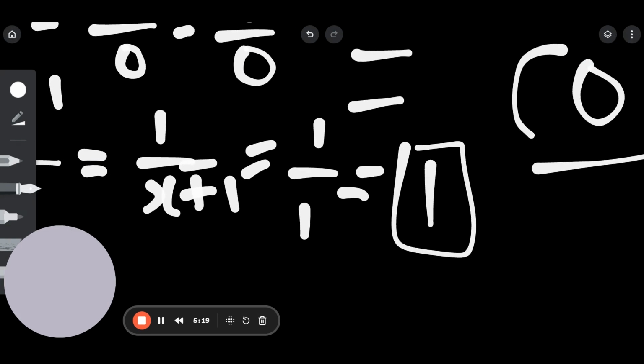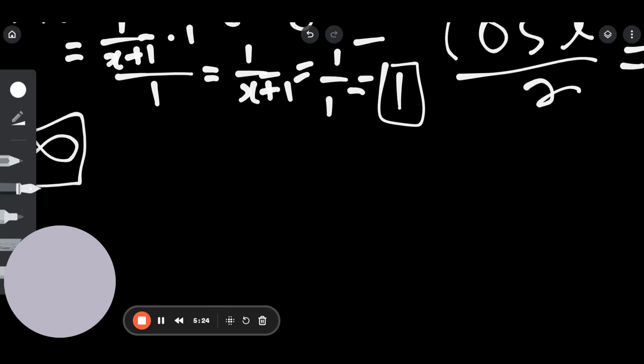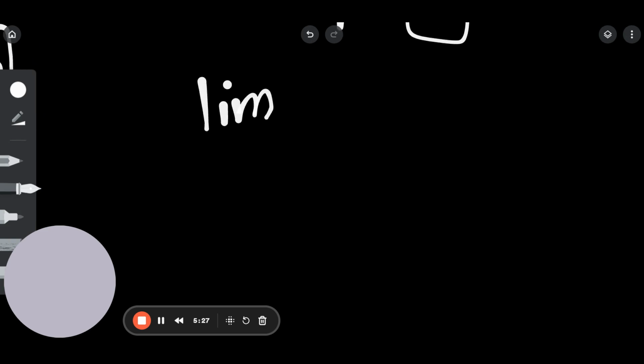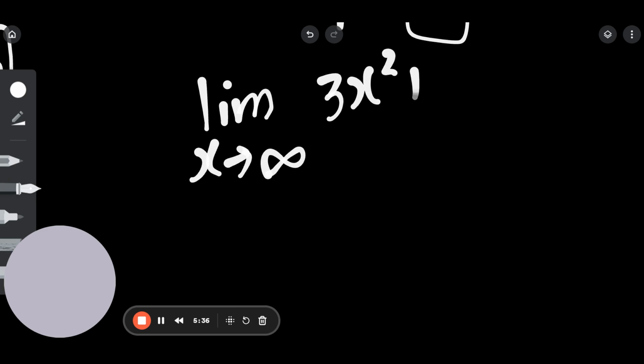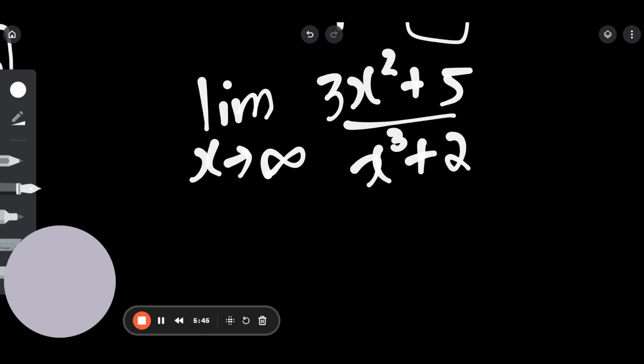Now let's try one more, a little bit weirder one, but let's try it. This is going to be the last example. You can feel free to pause and try this out on your own. It'd be the limit as x approaches infinity of 3x squared plus 5 over x cubed plus 2. Now you can plug in and you'd get infinity over infinity, obviously, because infinity squared is infinity, 3 times infinity is infinity, plus 5 is also infinity. Infinity cubed is infinity, plus 2 is still infinity. So here we have to use L'Hopital's rule again.